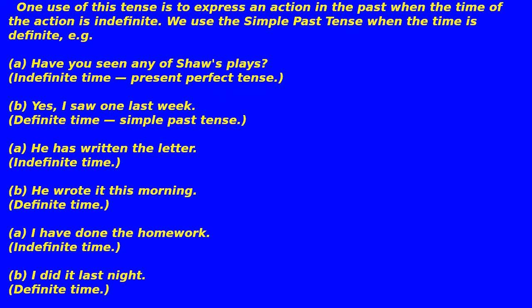One use of this tense is to express an action in the past when the time of the action is indefinite. We use the simple past tense when the time is definite, e.g. A. Have you seen any of Shaw's plays? Indefinite time, present perfect tense. B. Yes, I saw one last week. Definite time, simple past tense.